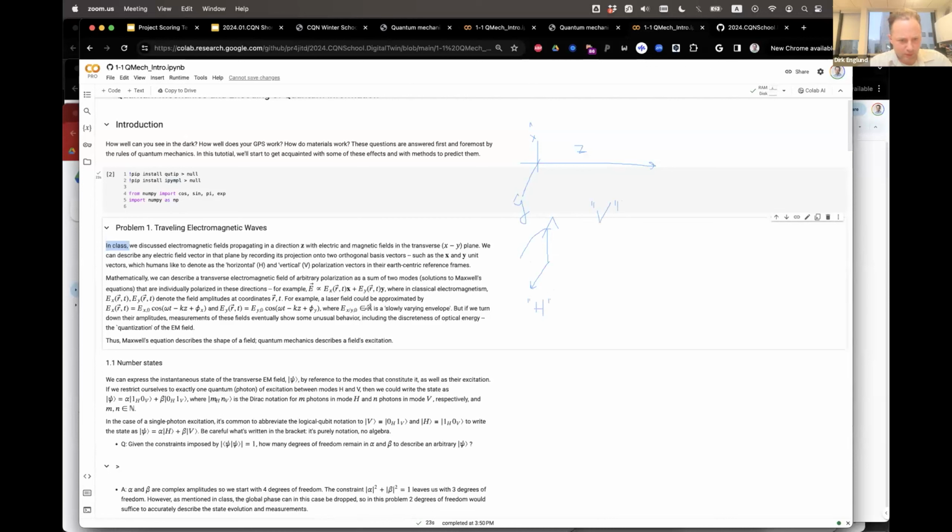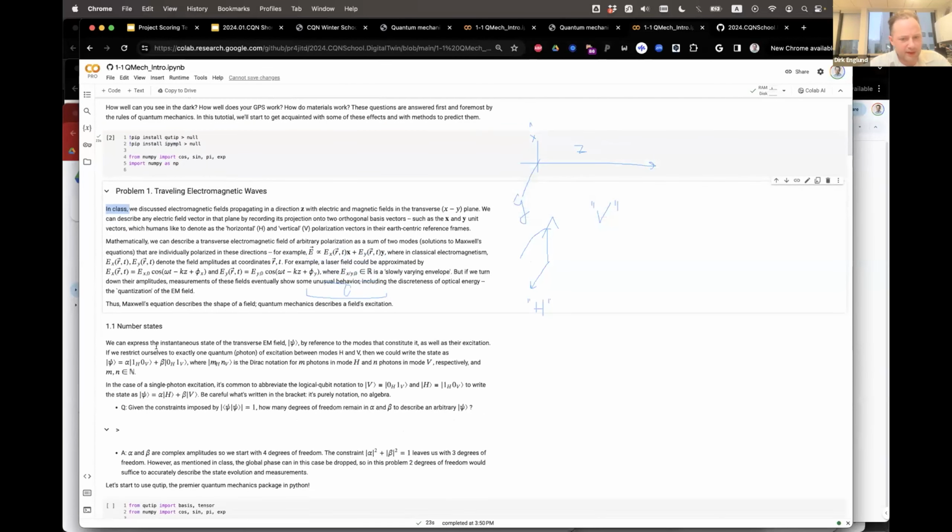Or we can write it here in this way, where this coefficient gives you the electric field in the x hat direction, and this gives you the electric field in the y hat direction. Now, once you quantize this, you can create an excitation of, let's say, the x hat polarized mode, or the y hat polarized mode, with a single photon that's exciting it. So here, for example, we can create this state.